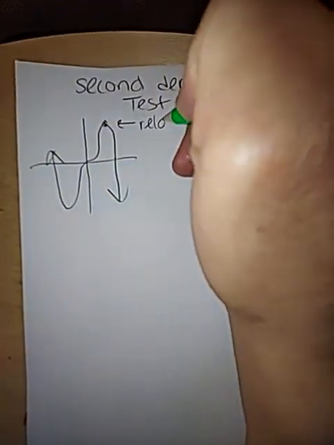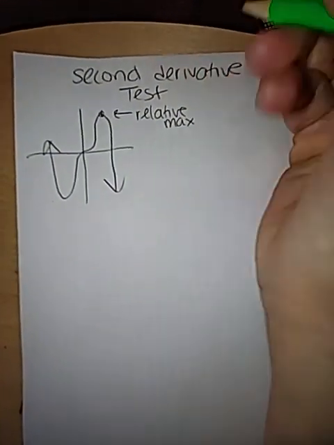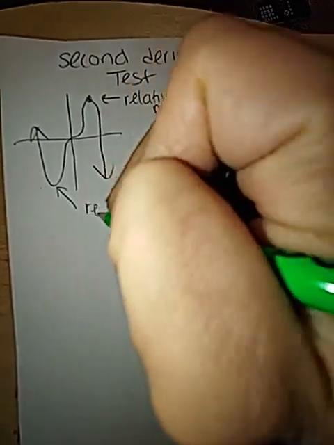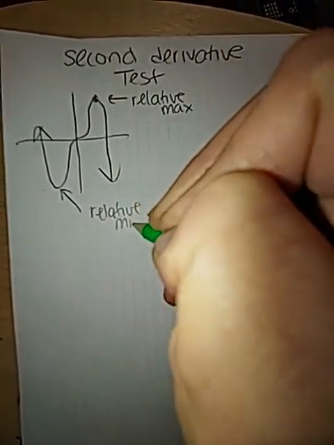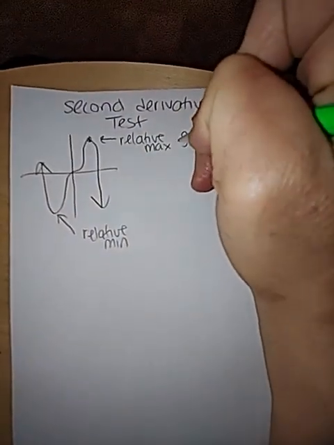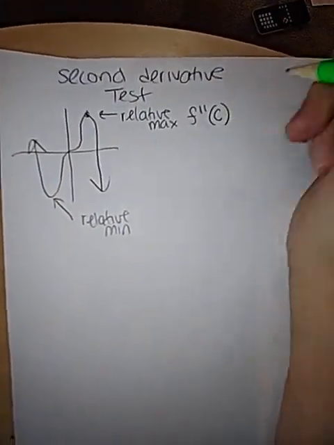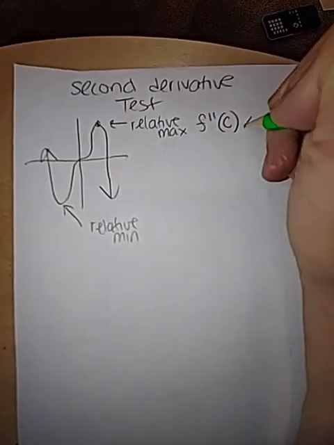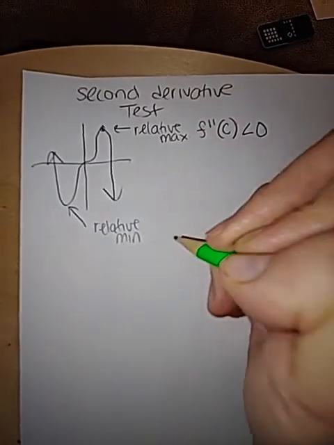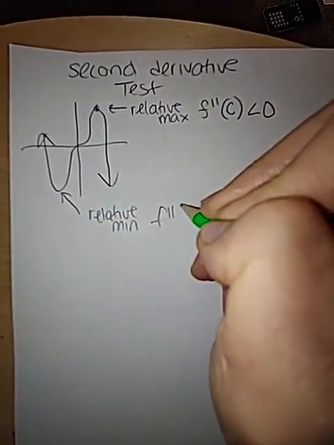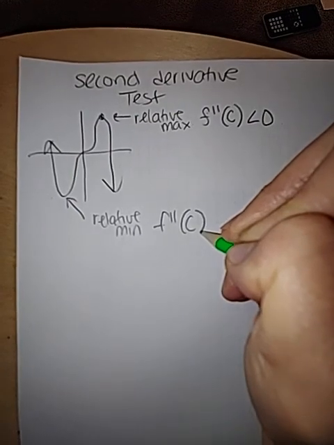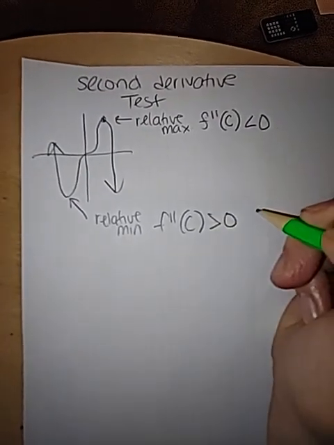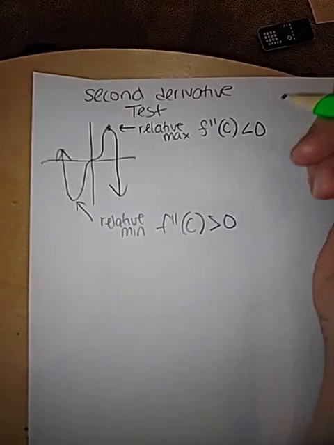If I give you a little sketch of a function, here's my relative max. Here's my relative minimum. Okay, what the second derivative test says is if you take the second derivative and you take your critical number and you plug it into your second derivative, if you get a negative number, you have a relative maximum. Likewise, if you get a positive number when you plug it into the second derivative, you have a relative minimum.